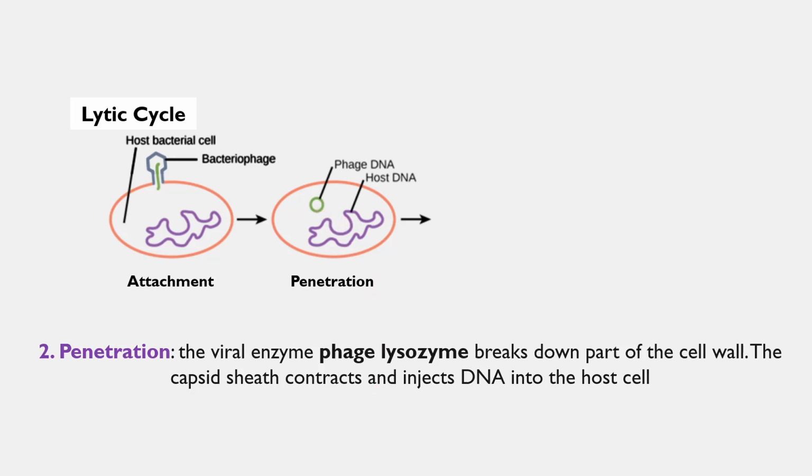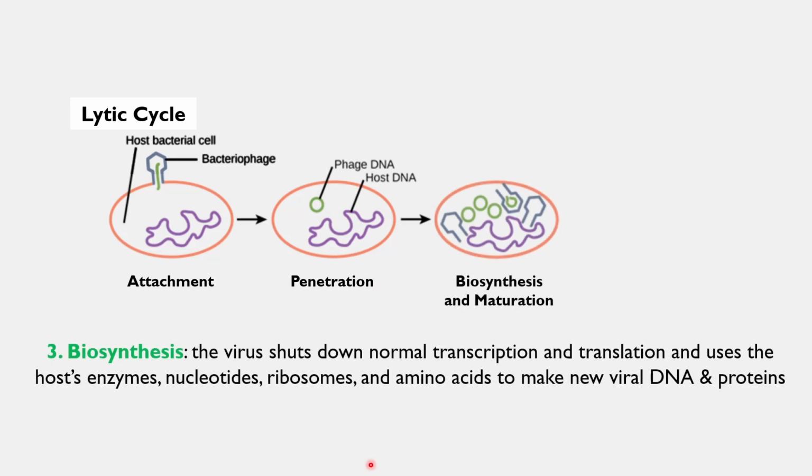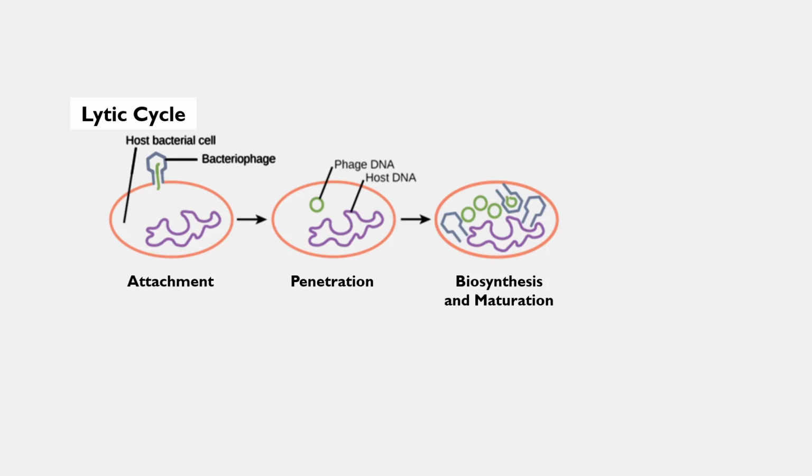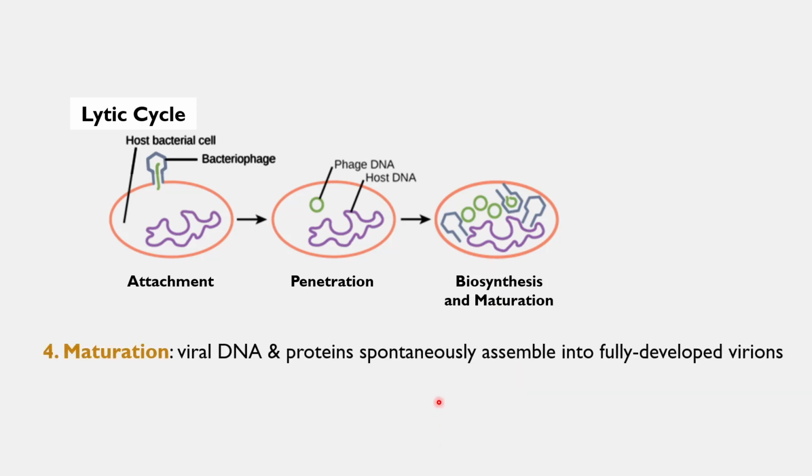Next comes biosynthesis. That little piece of DNA will shut down the normal transcription and translation of the host cell, and it will hijack the enzymes, nucleotides, ribosomes, and amino acids found in the cell and put them to work making new viral DNA and proteins, the pieces of new viruses. During maturation, those pieces, viral DNA and proteins, will spontaneously assemble into new, fully formed virions.